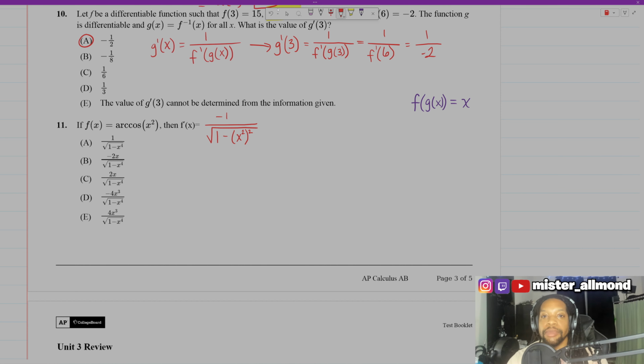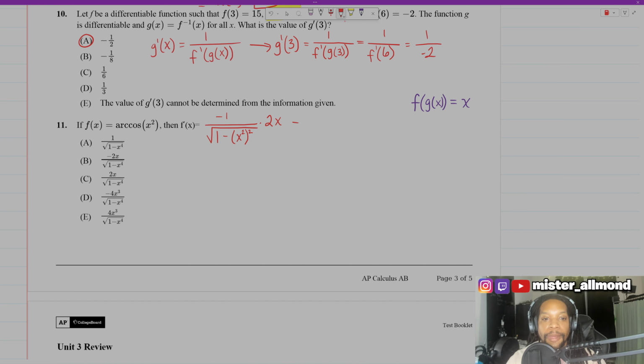Remember, the formula just says whatever my input is, square it. So my input is x squared, so I'm squaring x squared. But x squared is a function, so I got to use the chain rule and multiply by the derivative of x squared, which is 2x. I low-key have my answer.